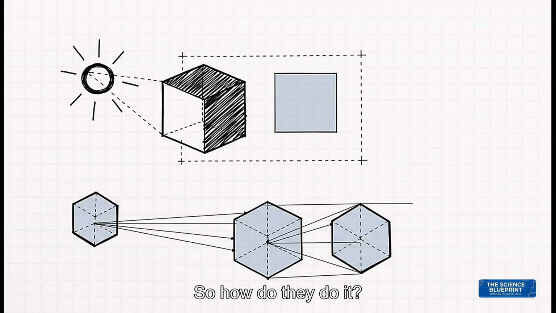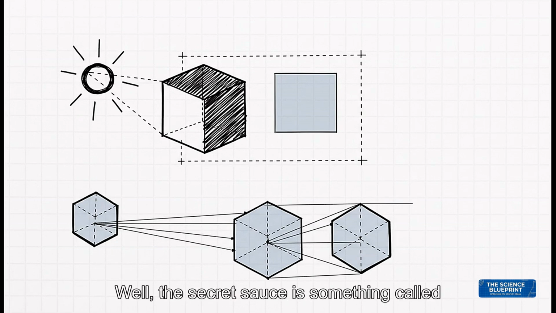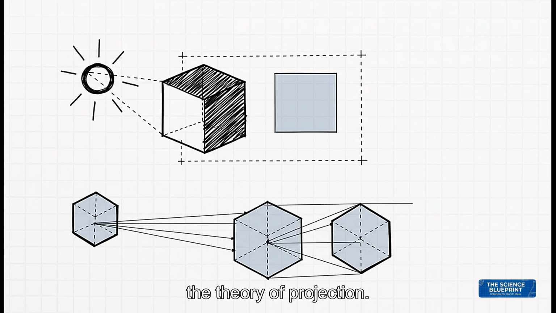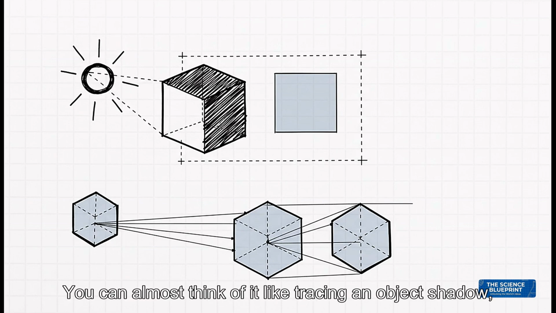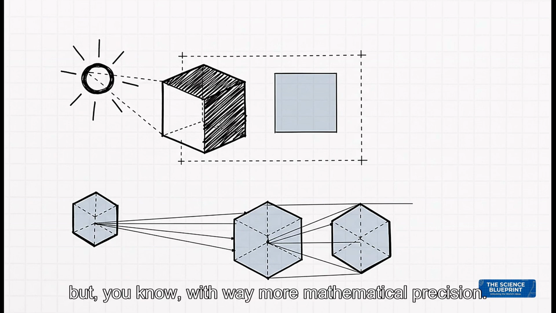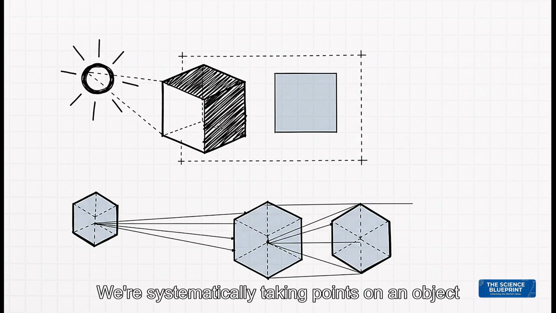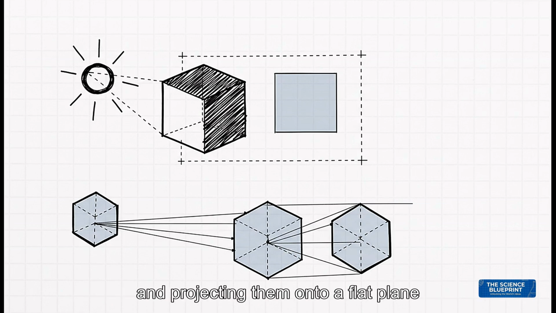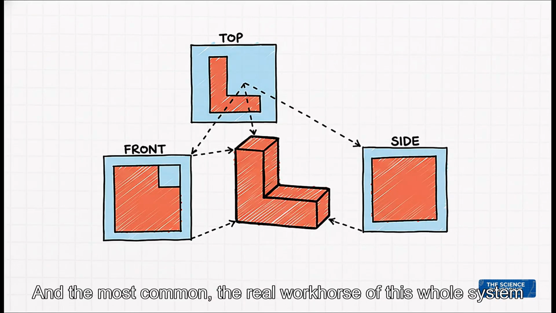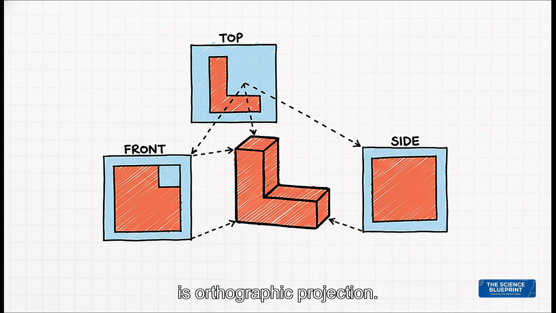So how do they do it? Well, the secret sauce is something called the theory of projection. You can almost think of it like tracing an object's shadow, but with way more mathematical precision. We're systematically taking points on an object and projecting them onto a flat plane to create a perfectly accurate view. And the most common, the real workhorse of this whole system, is orthographic projection.